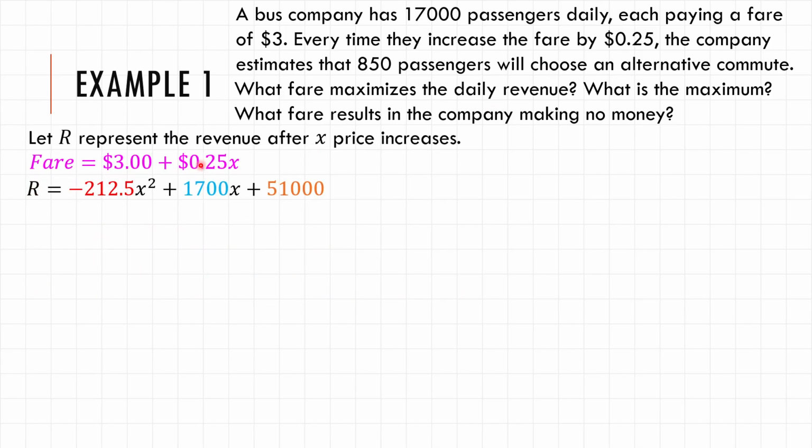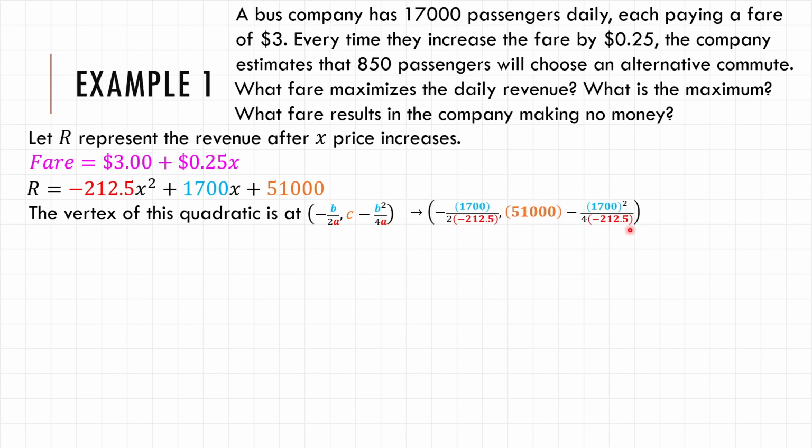Now that we've got the equation in standard form, we can use this to find out what fare maximizes the daily revenue. And using the formula for finding the vertex very easily from standard form, all we have to do is substitute in B, A, and C everywhere we see it here. And I'm just going to do that right now.